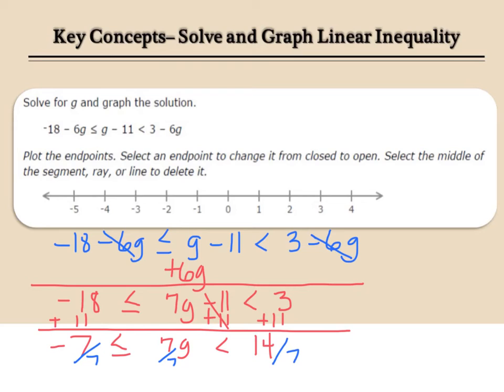I end up with negative 1 is less than or equal to g, which is less than 2. So again, I'm going to have my barbell. And in all reality, you could read this as g is greater than or equal to negative 1, but less than 2. And they are connected. So there is the graph of that solution.